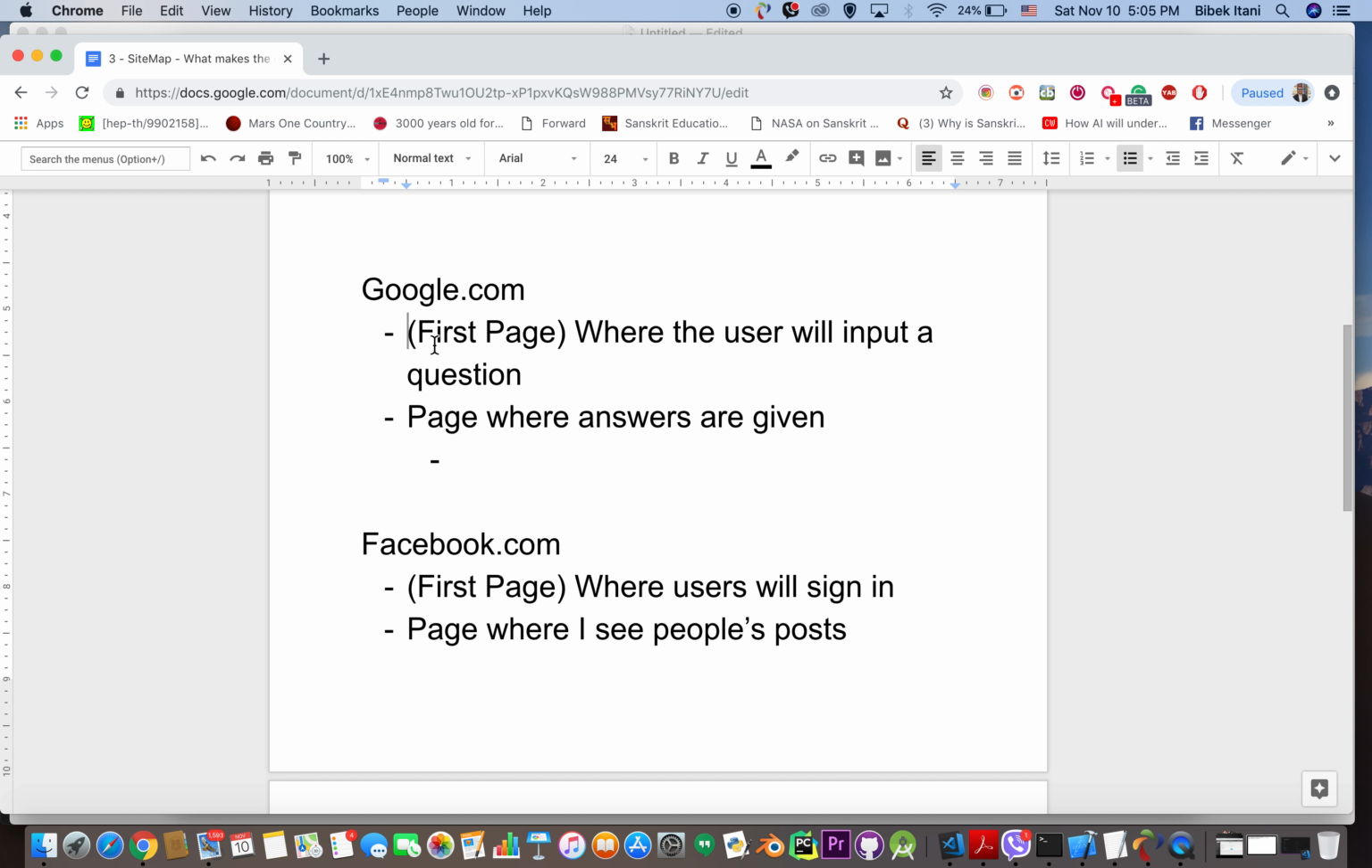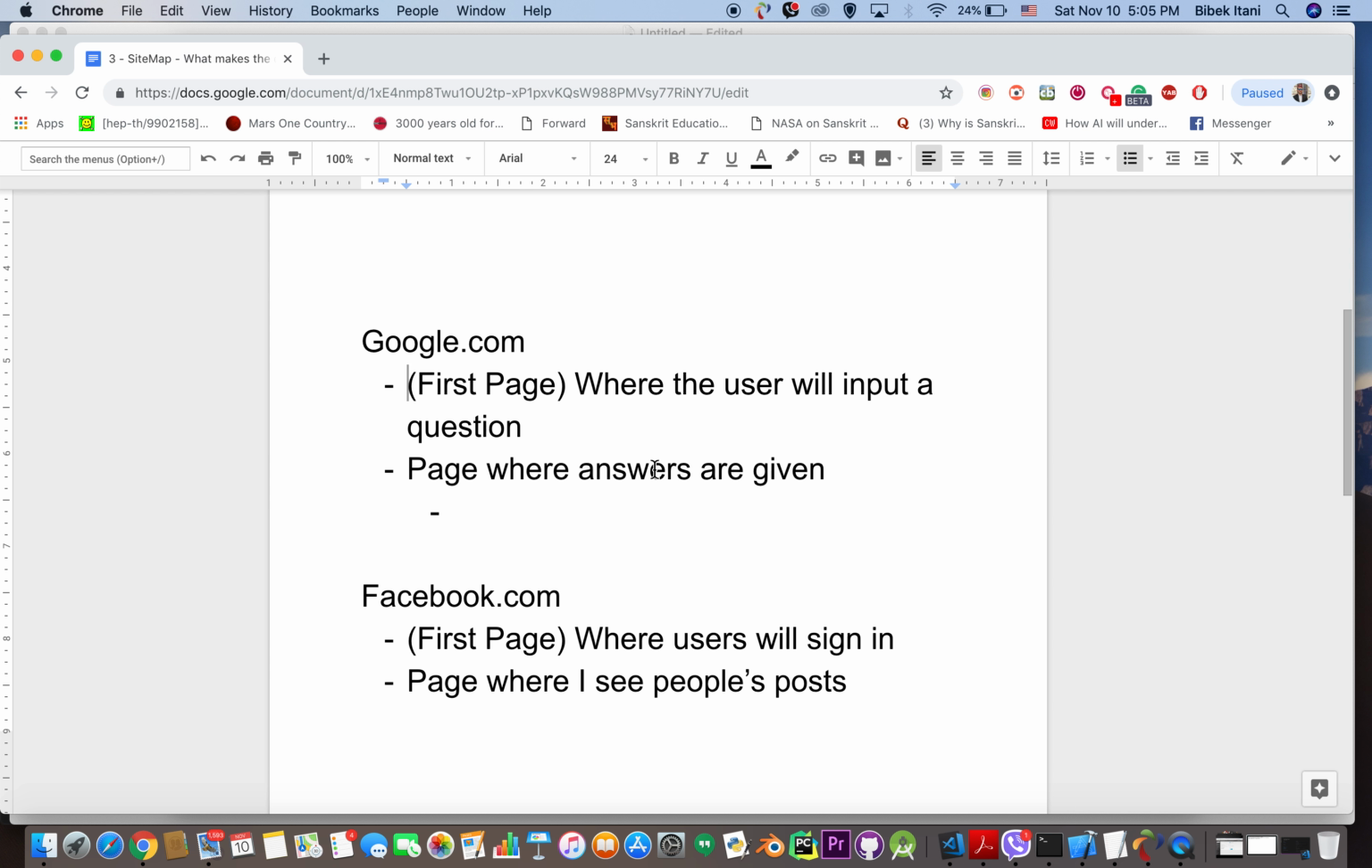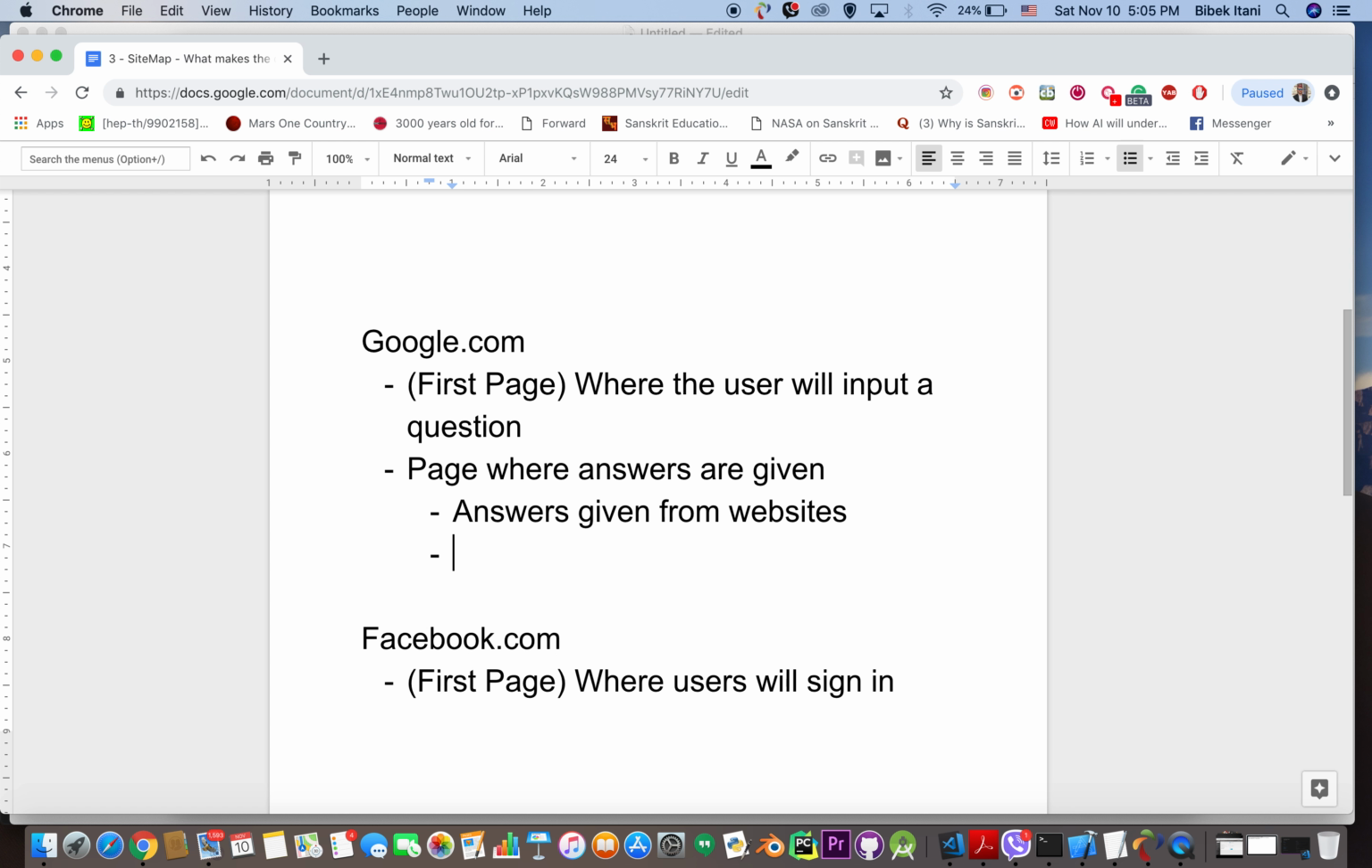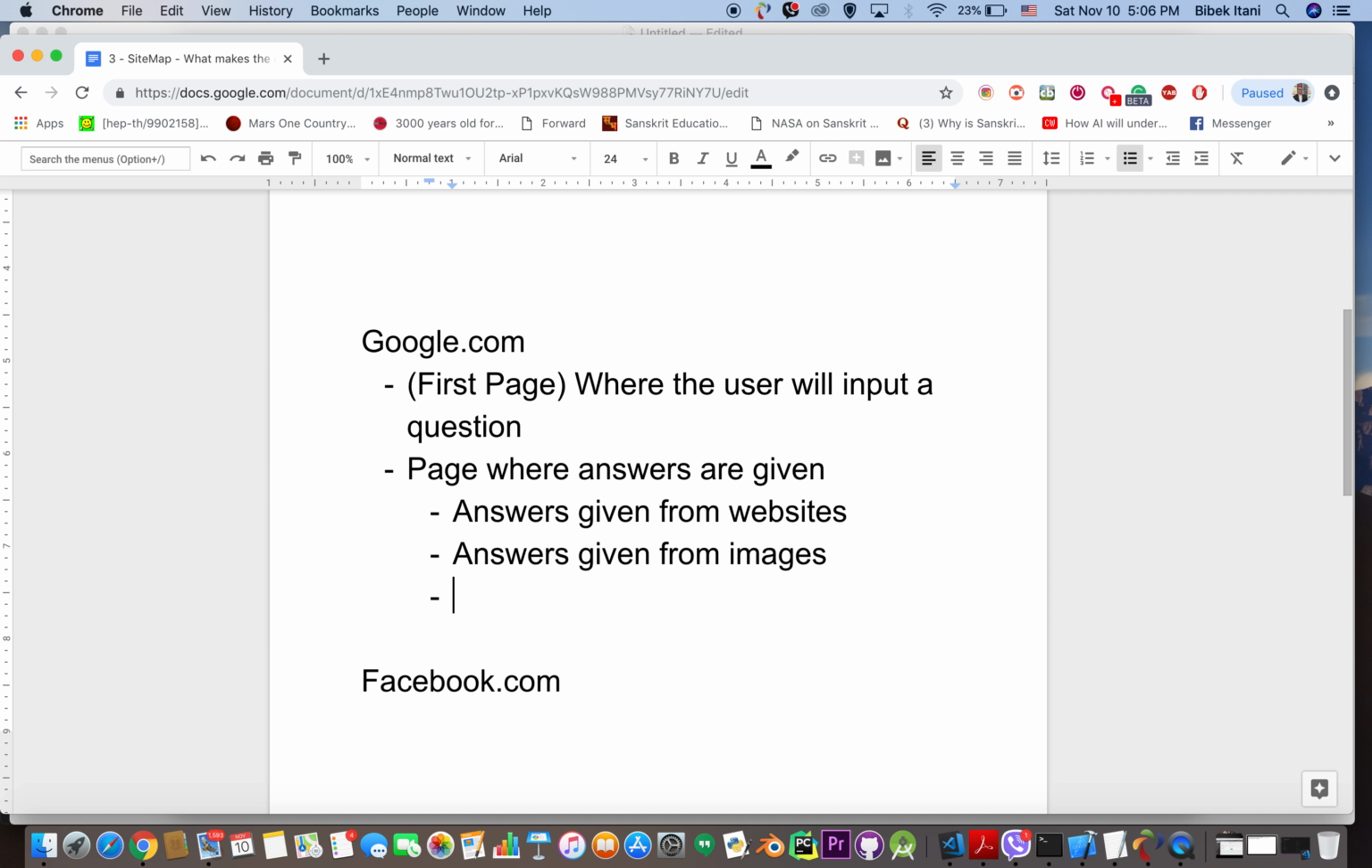So Google's sitemap is such that you have a first page where the user will input a question, and you have another page where the answers are given. And inside the page where answers are given, there are sub things: you can have answers given from websites, and you can also have answers given from images, and so on.